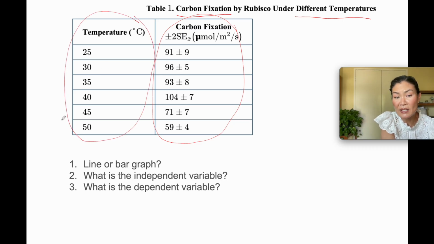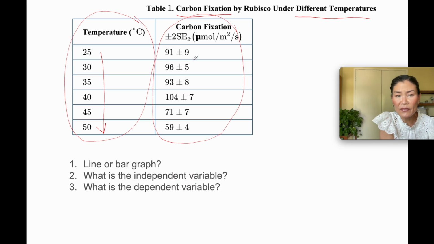However, we've got to figure out, is this going to be a line or is it going to be a bar graph? Some of you might be thinking that it's a bar graph because you have different temperatures, like they could be different groups. Okay, but in this case, when I look at the temperatures, it is ascending. It's going from 25, 30, 35, 40. So it's a continuum. So therefore, this is going to be a line graph. Okay, line graph.